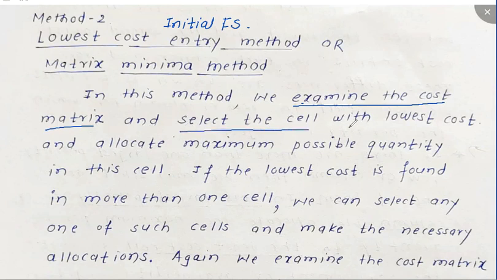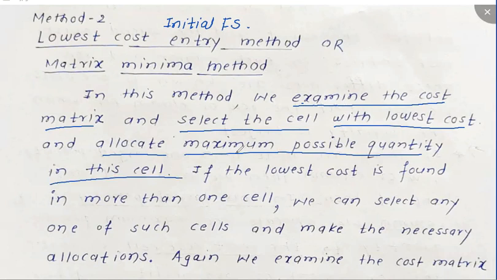select the cell with the lowest cost and allocate the maximum possible quantity in this cell. Looking at the requirement and the quantity available, we allocate the maximum possible quantity of goods in this cell.